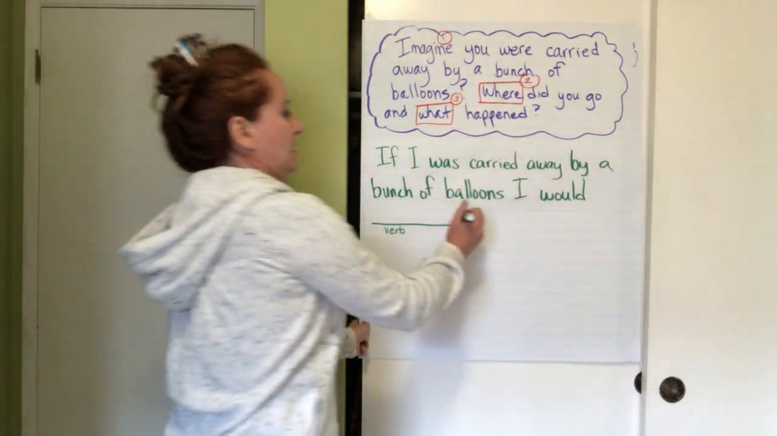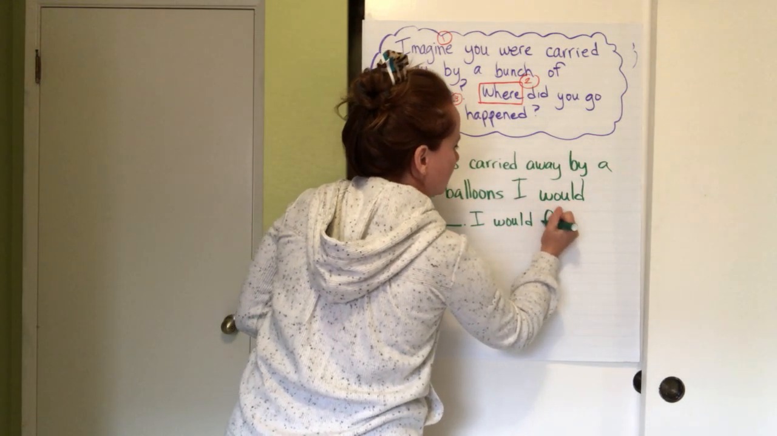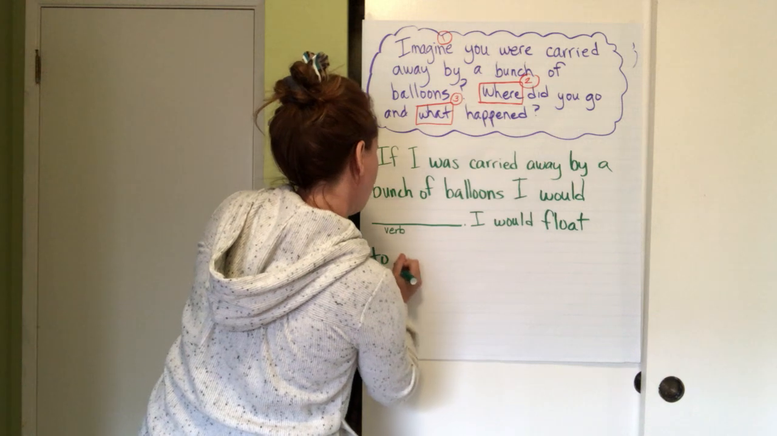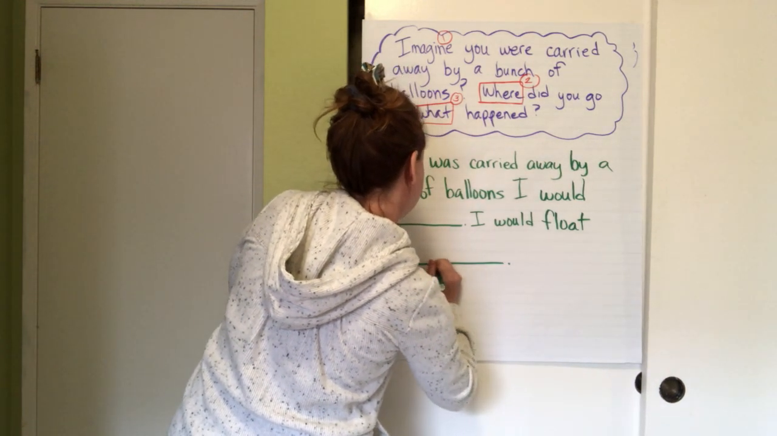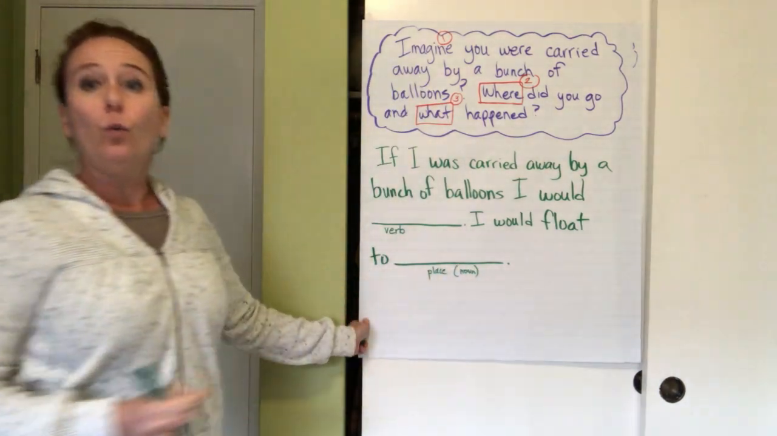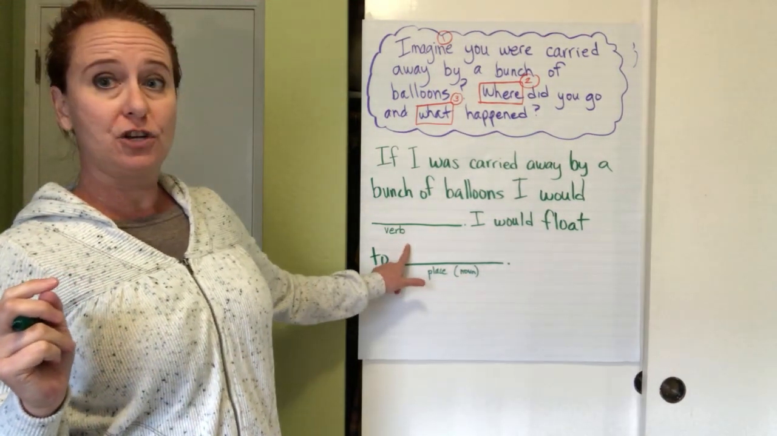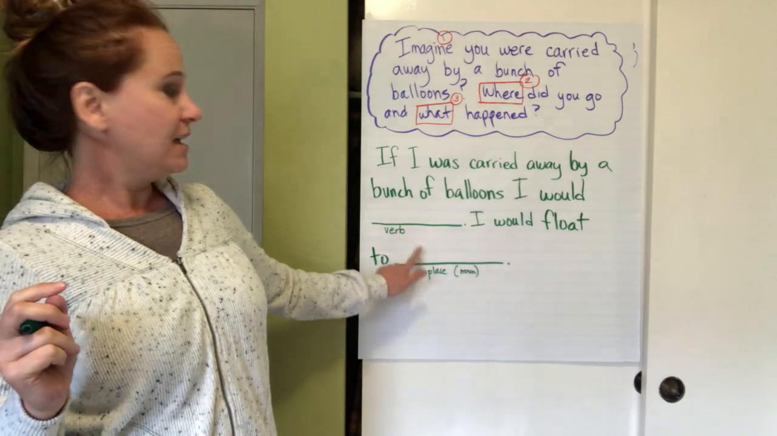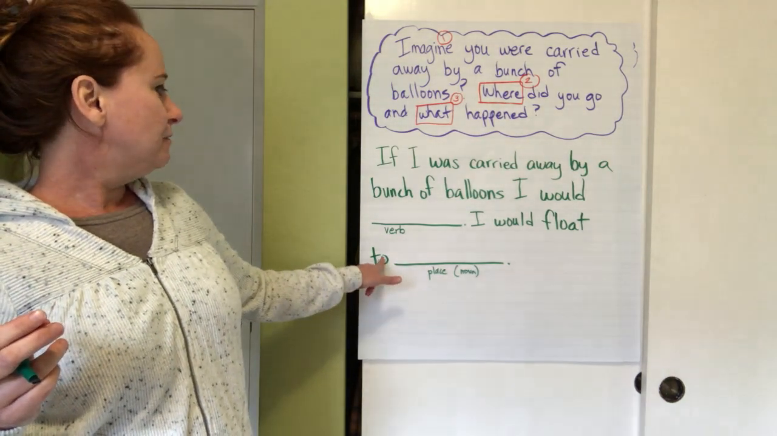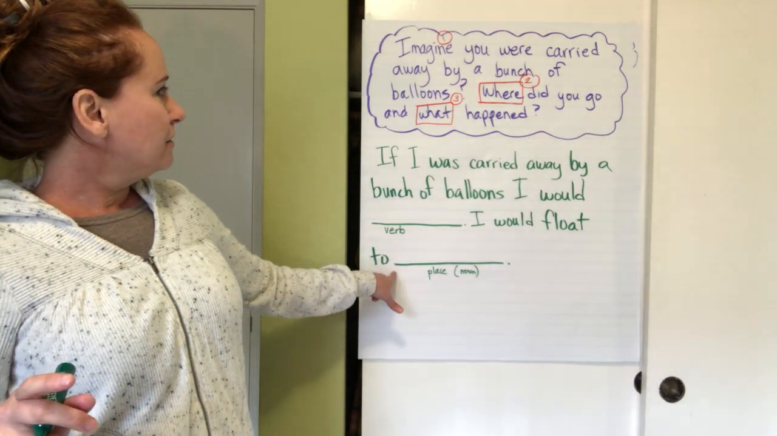I would float to what place? I put noun there. Now, if it's a proper noun, like I would float to Target, you need a capital letter. If it's a common noun like the park or the trees, that can be lowercase. So this is your where piece.